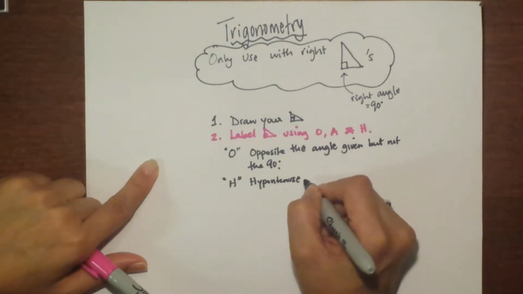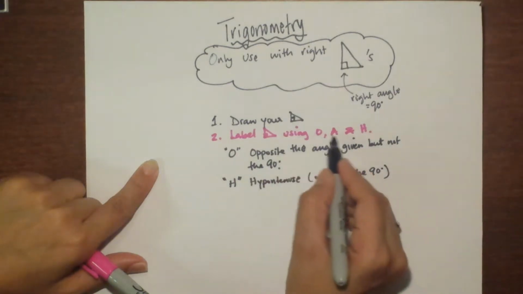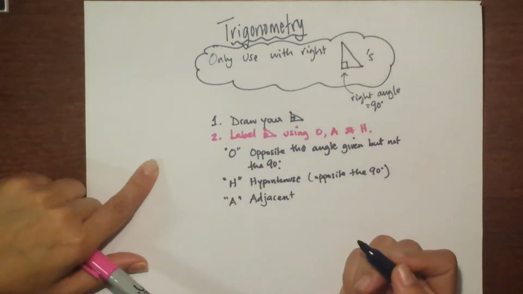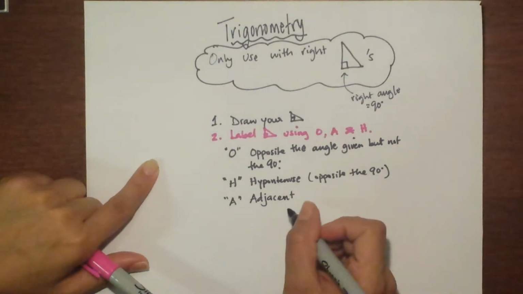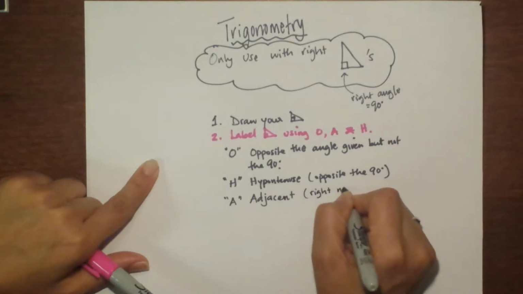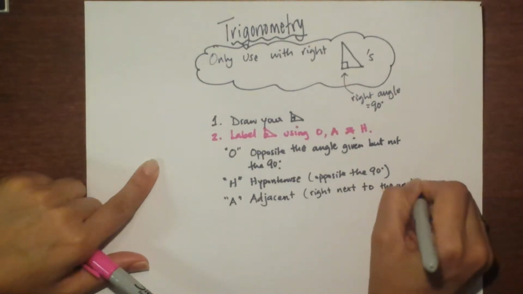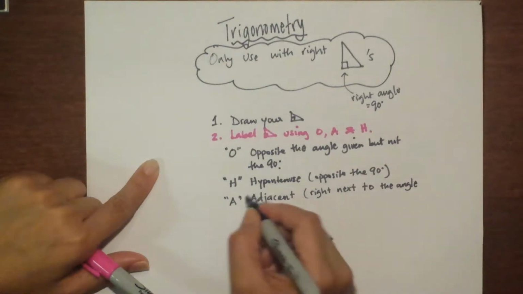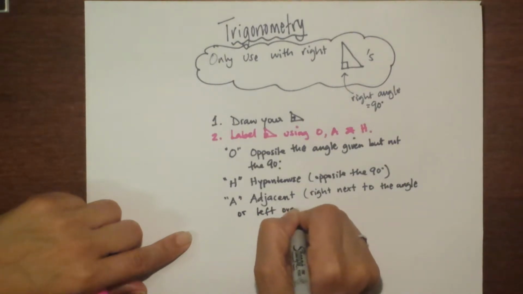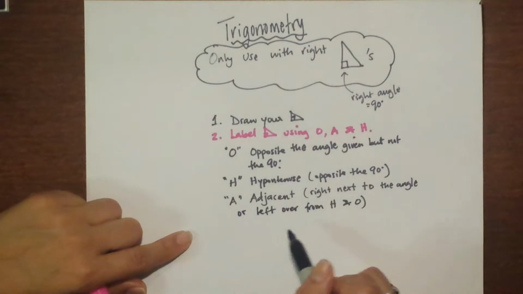And where is that? Opposite the 90-degree angle. And then finally, A means adjacent, A-D-J-A-C-E-N-T. The way you're going to find adjacent is going to be 2 things. Adjacent means right next to, so right next to the angle, but again, not the one that's 90. Or really, it's what's left over from H and O. So you could either say it's right next to the angle, but not the 90, or it's what's left over from H and O.